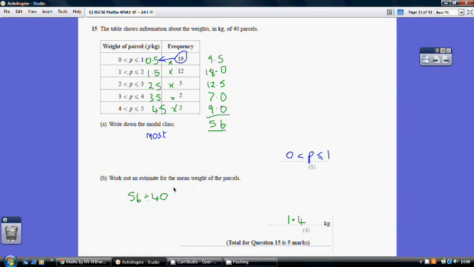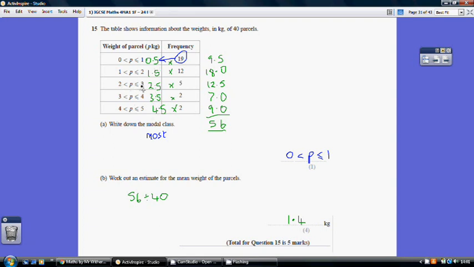Now for part B, we've got to work out an estimate for the mean weight of the parcels. Now it's an estimate because we don't know how much these 19 parcels, for example, weigh. We know they weigh between 0 and 1 kilograms, but we don't have the information to know exactly how much these 19 parcels weigh. So the best we can do is just assume that they weigh straight down the middle. So the midpoint between 0 and 1, which is a half. So we need to use all the midpoints. So go halfway between 1 and 2, which is 1.5, 2 and 3, which is 2.5, and so on, and get a midpoint column.